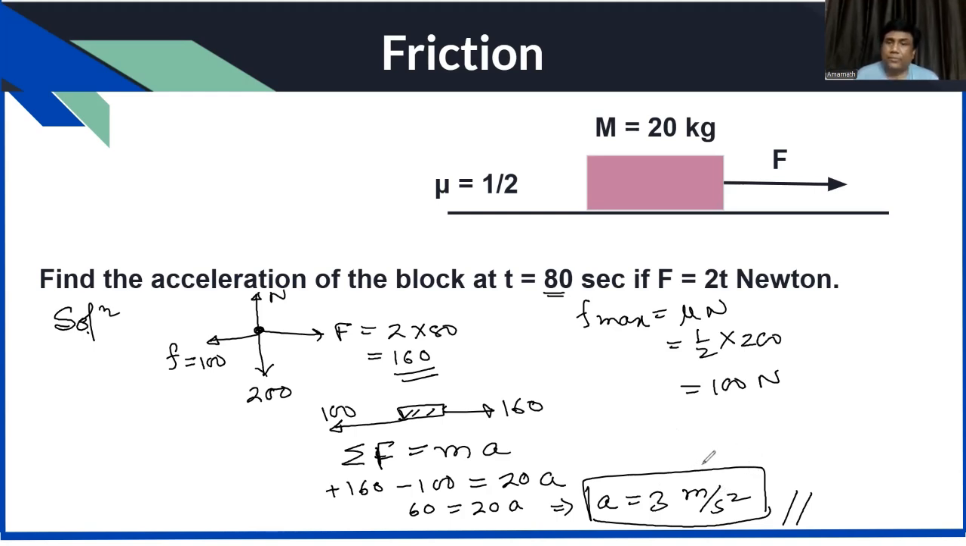How? First, we have drawn the free body diagram. I have checked how much frictional force will be applied, okay? How can I check it? Just by calculating F max. I calculated F max, and I found it is 100. And I know that the applied force at that moment, at 80 seconds, is 160, because 2 into T, T for time. So 2 into 80 means 160, which is greater than F max. So it means the object will slide. So as it slides, obviously acceleration will be there.